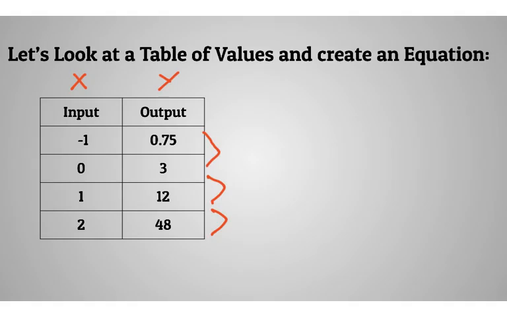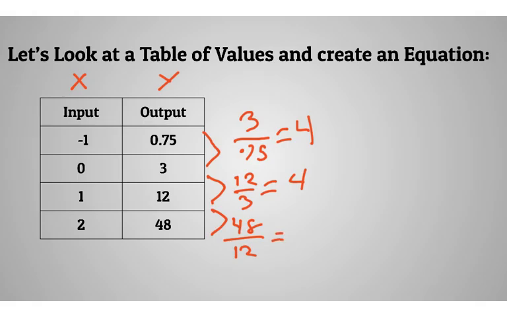Okay, so now we're going up by some multiplication factor, but we have to figure out what it is. If it's not obvious, the way to find the multiplication factor is through division, dividing the y values. In this case, you're going to take 3 and divide it by 0.75, and if you put that through a calculator, you'll get 4. If you do 12 divided by 3, you'll also get 4. If you do 48 divided by 12, you'll also get 4. So this gives us our multiplication factor, or the b in the problem.